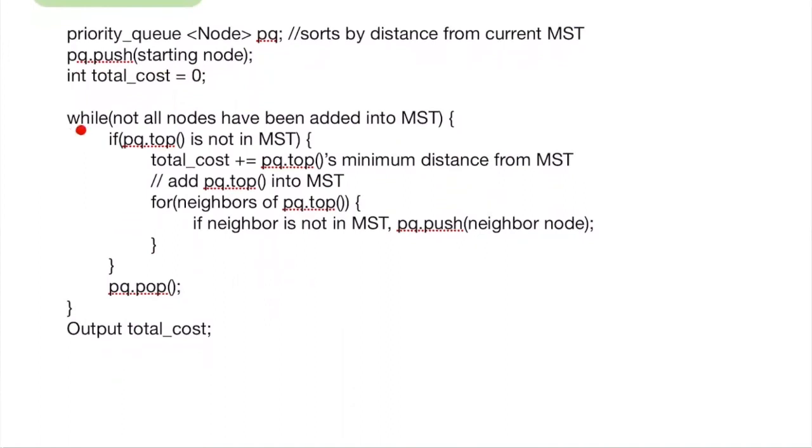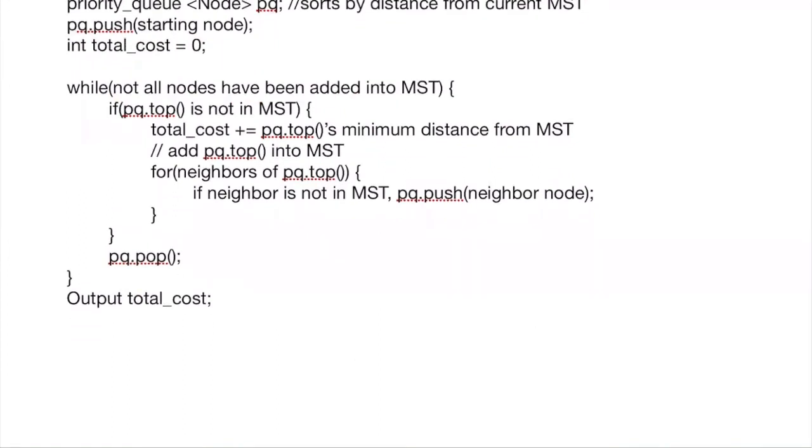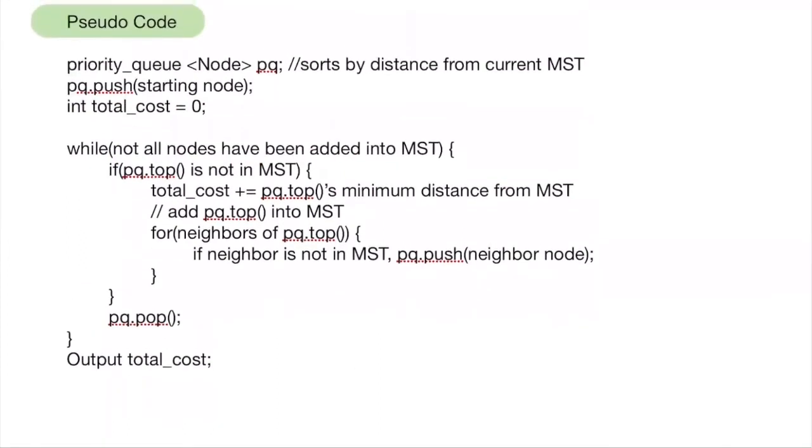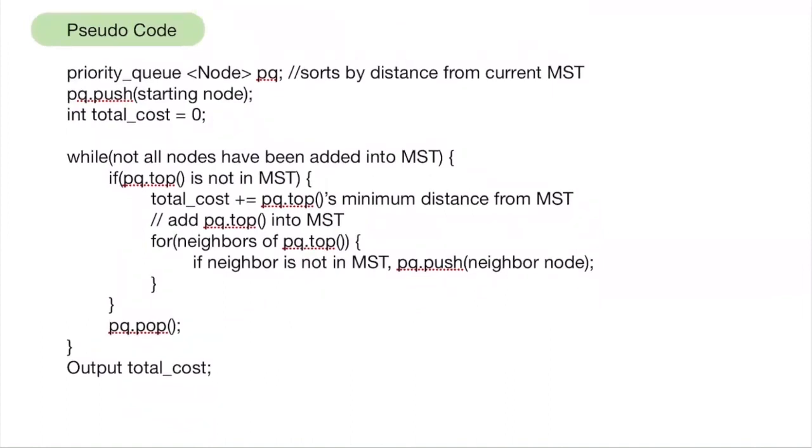And we'll have a while loop. So while not all of the nodes have been added into the minimum spanning tree, we will check the top node of the priority queue, and if that hasn't been added into the minimum spanning tree, then we will add it to the total cost, and we will also add it into the minimum spanning tree, and then we'll iterate through each of its neighbors.